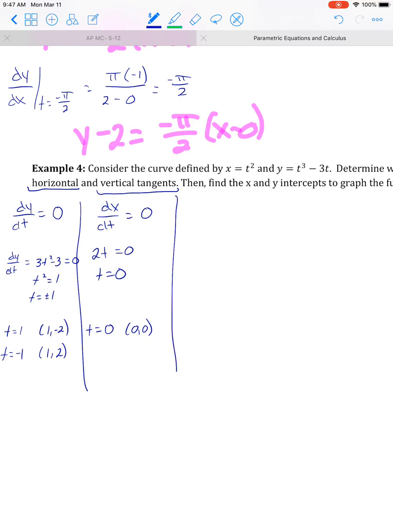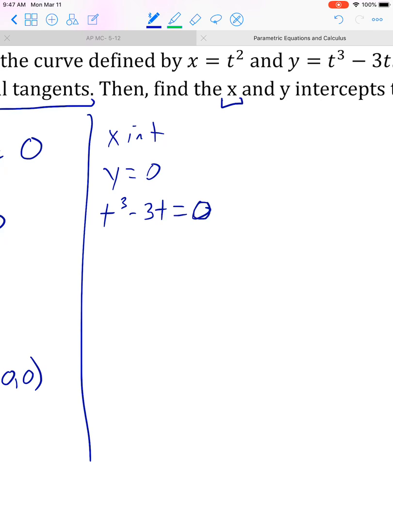The next two things it asks are about x and y intercepts. X intercepts, so hopefully you remember this from middle school. If I'm on the x-axis, my y value is zero. So to find my x-intercept, I set y equal to 0, which means t cubed minus 3t equals 0. We're in Calculus 2 now, so that can't be your end. You can't get to there and just be derailed.